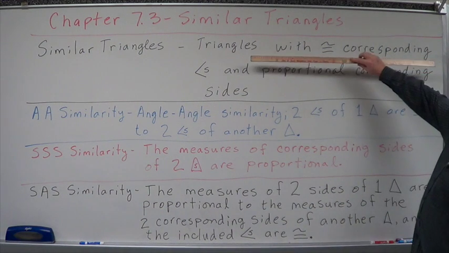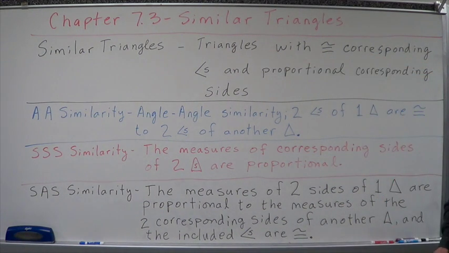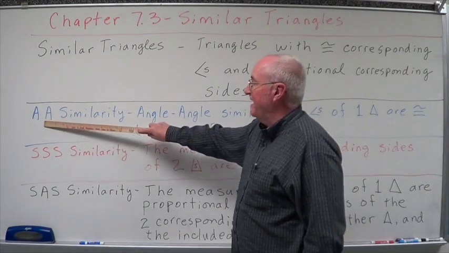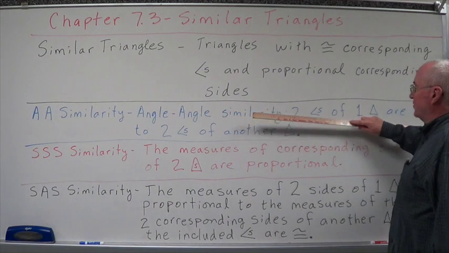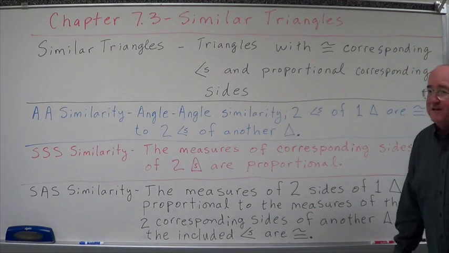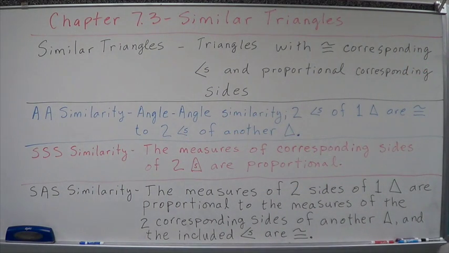So if all of their angles are congruent, we know they have the same shape. Therefore, with angle-angle similarity, we know that two of the angles are congruent to two of the angles in the other triangle. Therefore, all three angles have to be congruent. Therefore, those two triangles are similar.